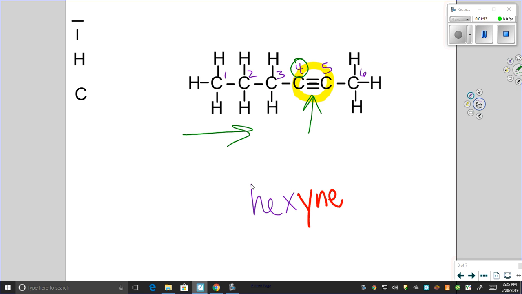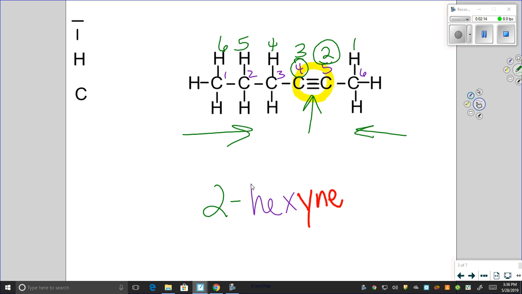But if I were to switch it up and count in this direction, what was 6 is now a 1, 2, 3, 4, 5, 6. I still have 6 carbons, but now the triple bond is after the 2, and that's a lower number. So my name would be 2-hexyne.